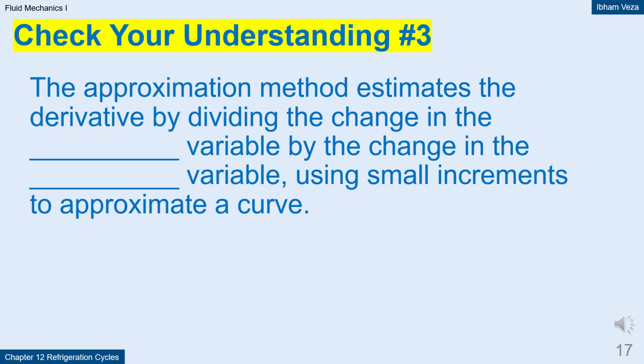Check your understanding. Number 3. This question tests the understanding of the basic idea behind the first-order finite difference approach. The key point is dividing the change in the dependent variable by the change in the independent variable. This reinforces the meaning of a derivative as a rate of change. The question also connects the mathematical concept with its physical interpretation.